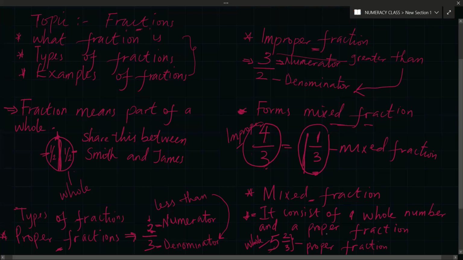So we have come to the end of this class. In our subsequent classes, we will take a look at all these fractions one after the other.